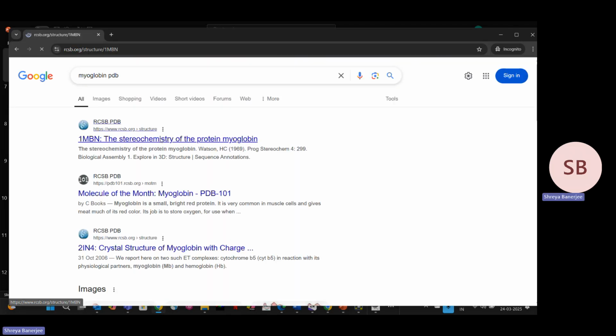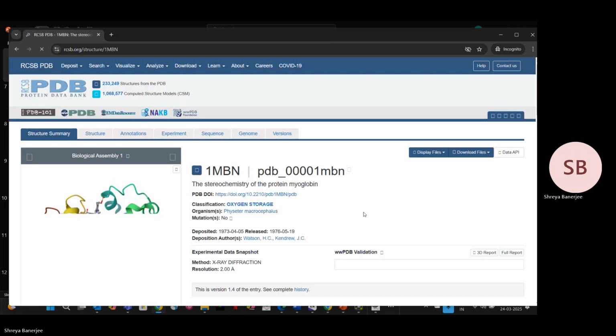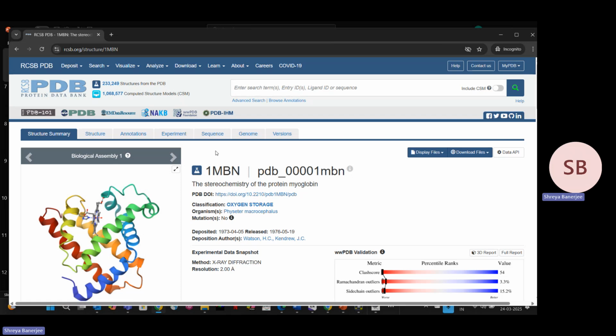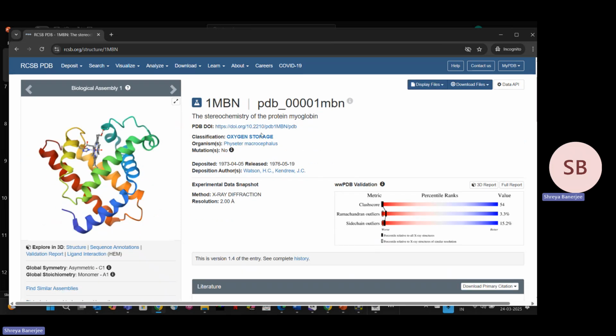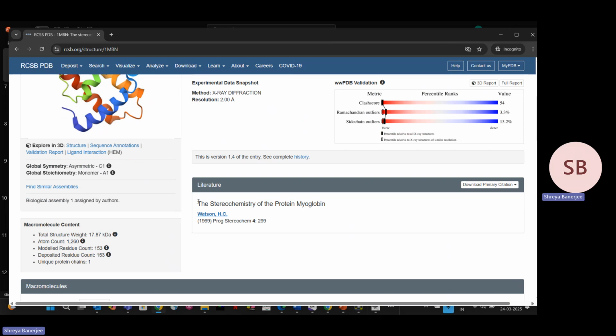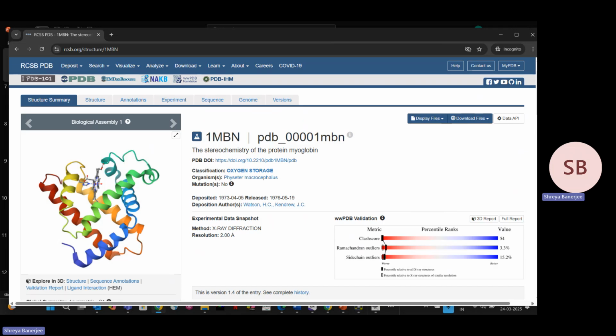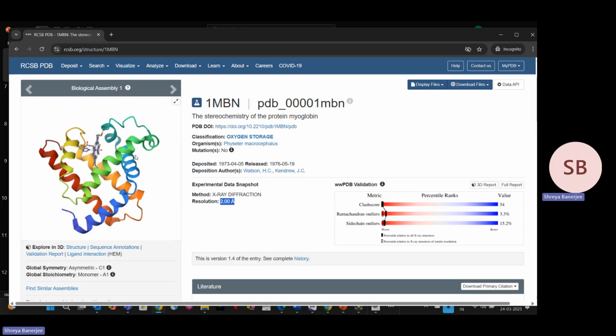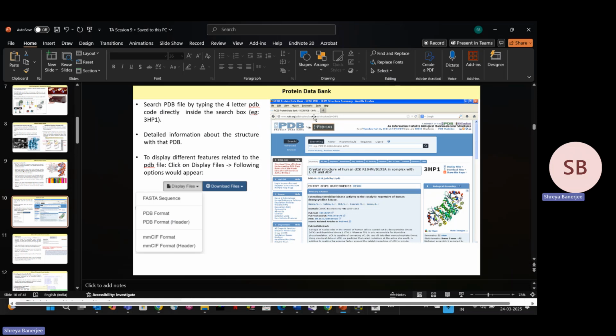And you can see the first option itself, if you click on it, it opens up the Protein Data Bank where you can see the 4-letter code of myoglobin, and it will tell you about the paper in which myoglobin was reported. It will also tell you from which method this structure was determined: from X-ray crystallographic diffraction, and the resolution was 2 angstrom. It will tell you the authors who deposited it and from which organism it was isolated, and so on. So you can see the 3-dimensional structure of the protein myoglobin here. That is how you can access any protein, even if you don't know the 4-letter code.